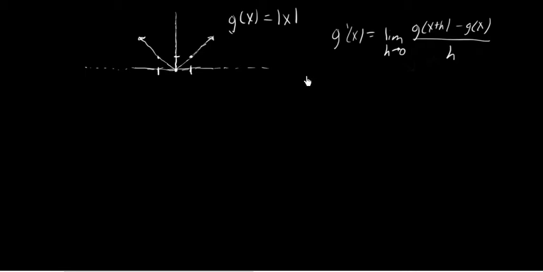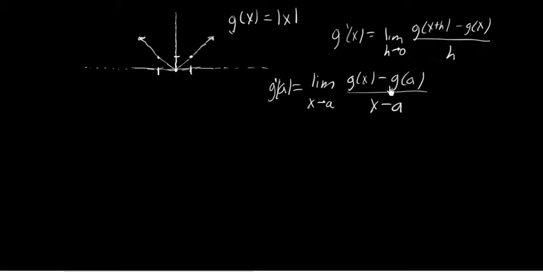But if we're interested in the derivative of g of x at a particular point a, then this limit becomes the limit. So this is g prime of a. G prime of a is the limit as x approaches a of g of x minus g of a over x minus a. And if that doesn't make sense, just realize that in this case, x has replaced x plus h, and a has replaced x.